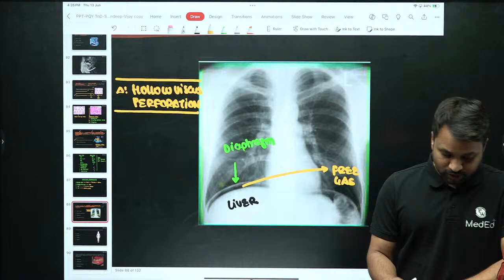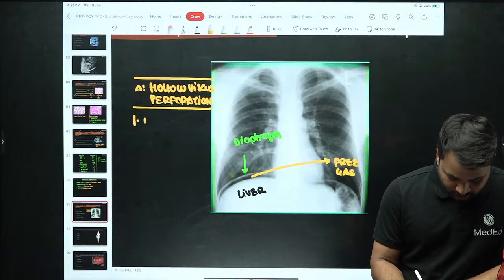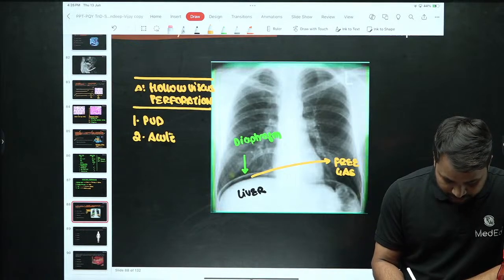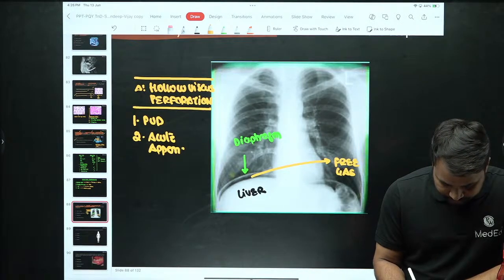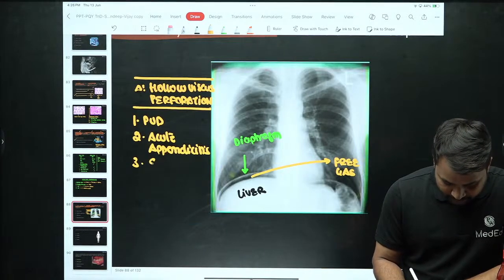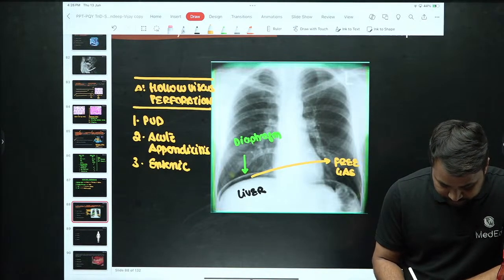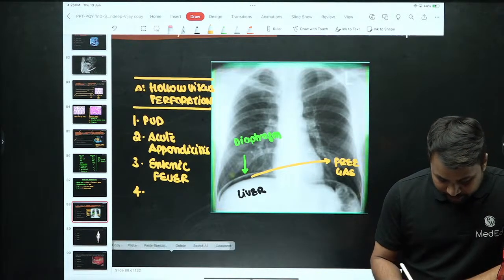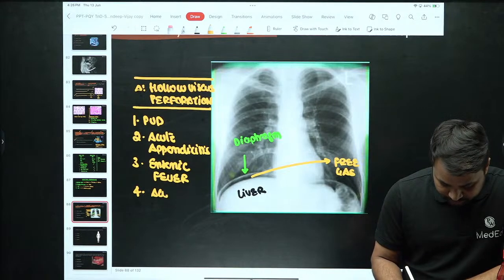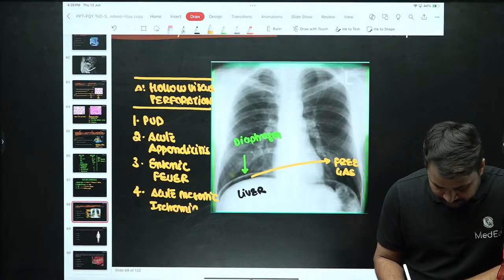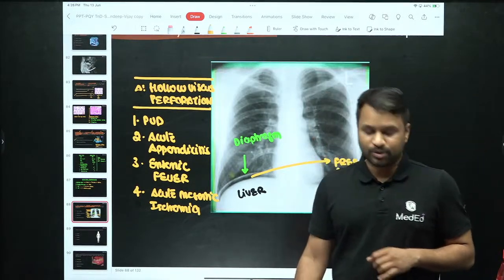Now, causes for hollow viscus perforation: it can be your peptic ulcer disease. It could be secondary to an acute appendicitis. It can be secondary to an enteric fever. Enteric fever, that is typhoid, usually at the terminal ileum. It can be because of acute mesenteric ischemia. All these are the causes for hollow viscus perforation, right?